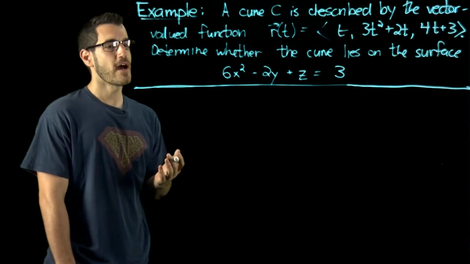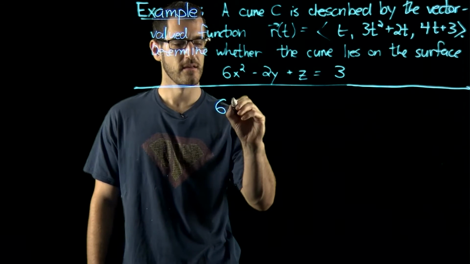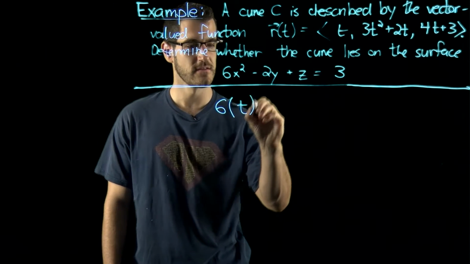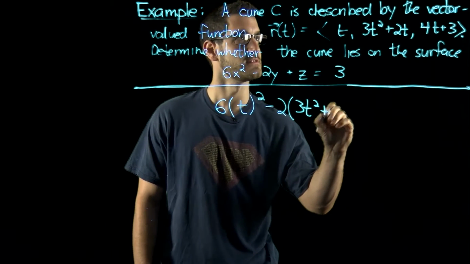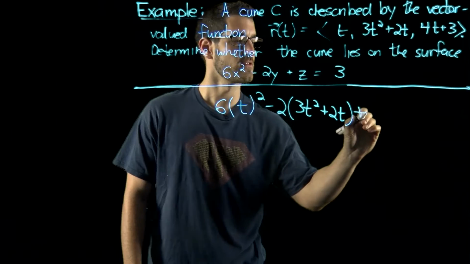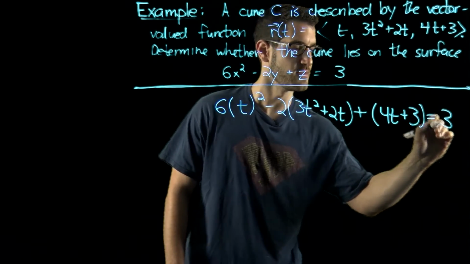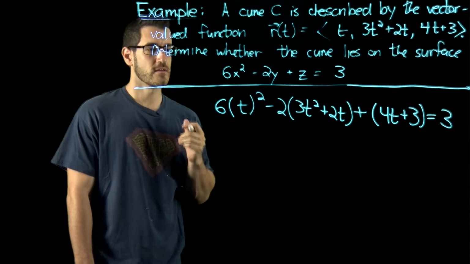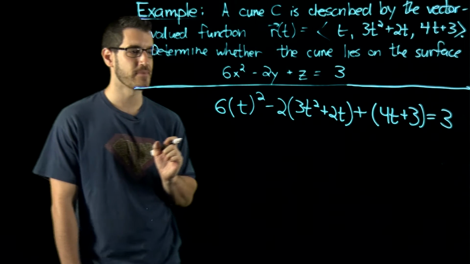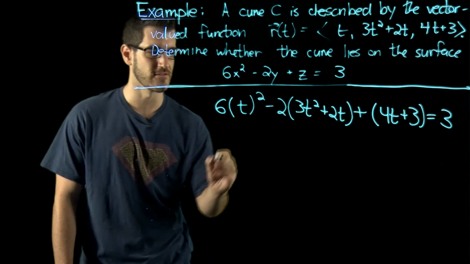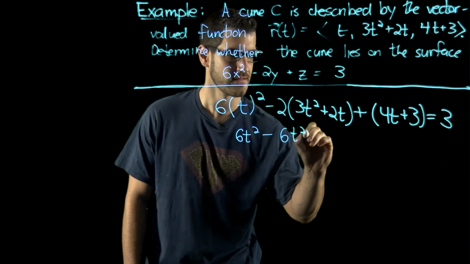OK, so all we have to do is substitute in for x, y, and z. So we know that our x is equal to t. We know that our y should be 3t squared plus 2t. And we know that our z is supposed to be 4t plus 3. And that's all supposed to be equal to 3. So since this is supposed to work for any point, we really have to show that this happens no matter what t is. So let's simplify this and see what happens.